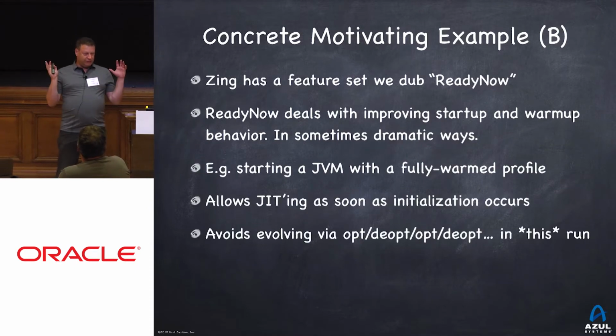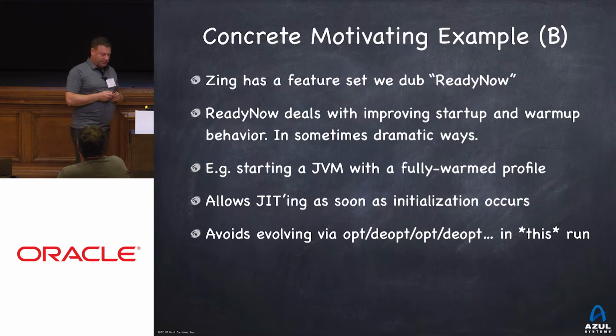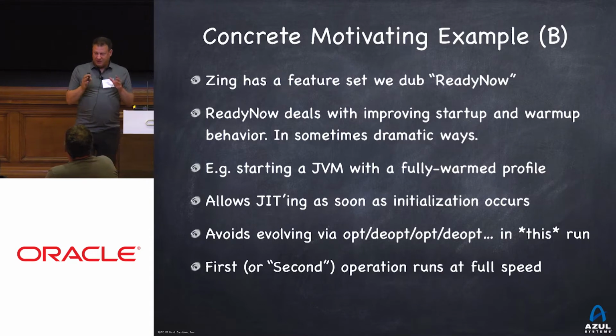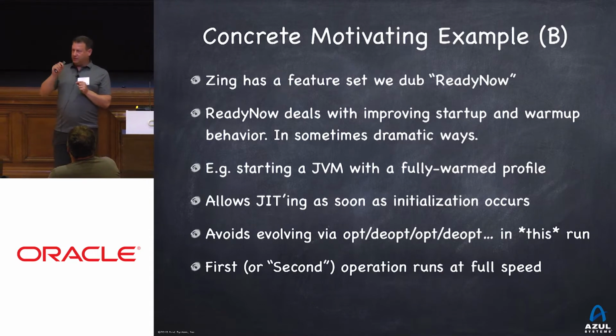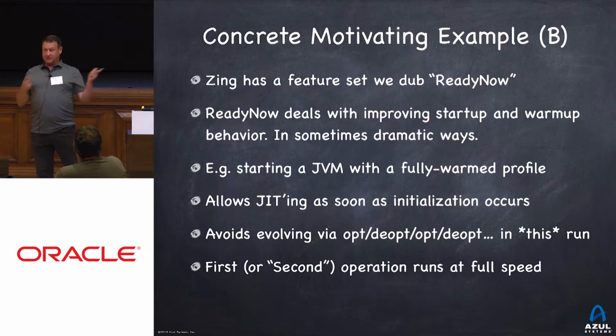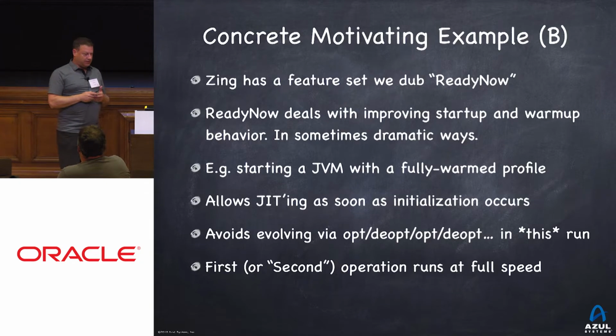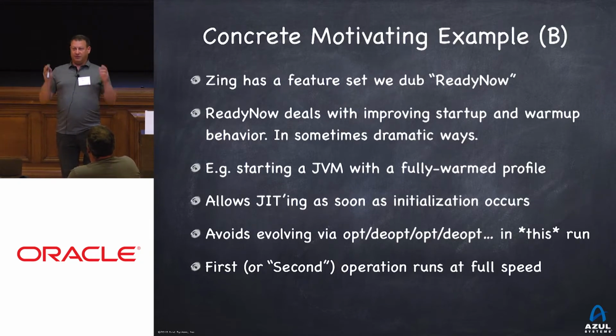So if we can start with a JVM that's primed, in this run we don't have to go and repeat the optimize, deoptimize, because another run's already done it before and all the mistakes have been made in the past. We can try and run close to first speed on the first transaction.